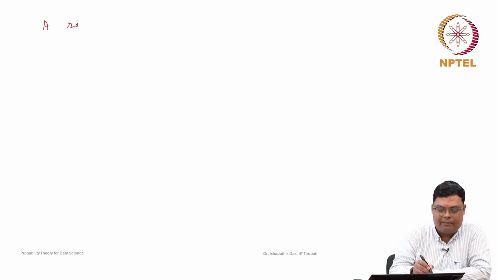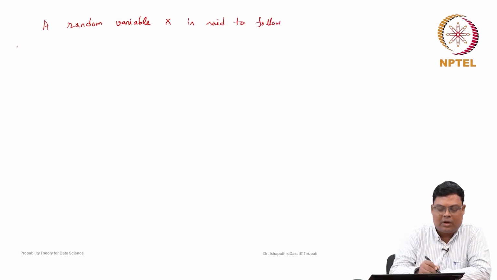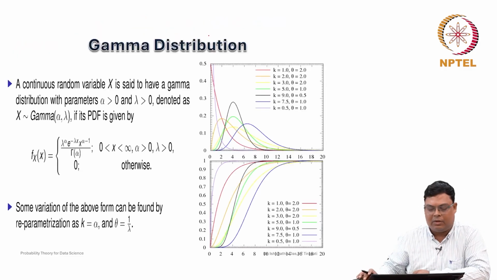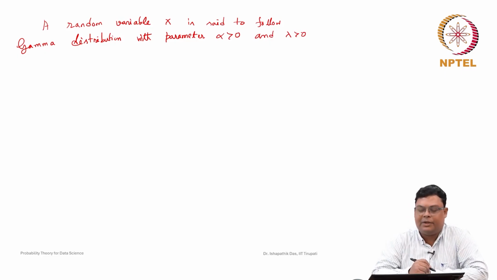So what is the gamma distribution? A random variable x is said to follow the gamma distribution with parameters alpha and lambda, where alpha is greater than 0 and lambda is greater than 0. There are two parameters of a gamma distribution and both are real numbers, but they have to be positive real numbers.